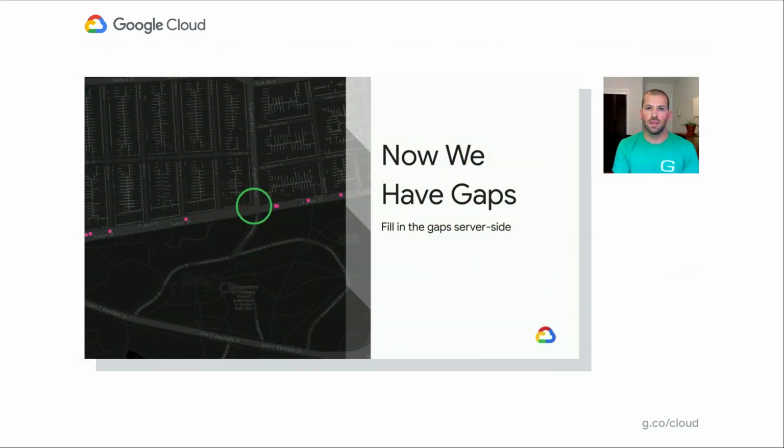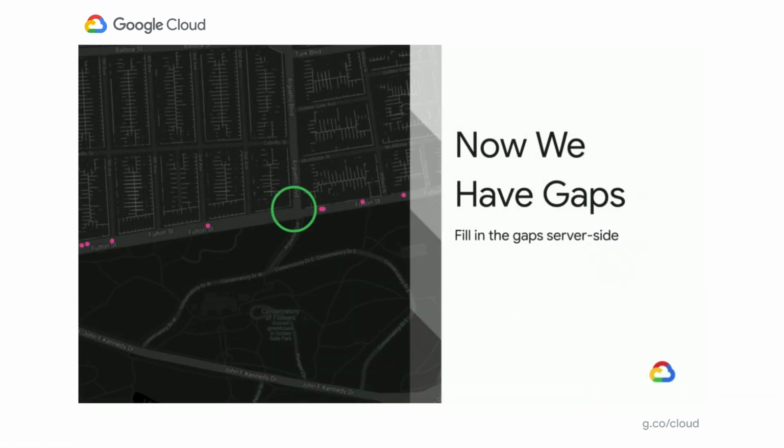Now, when we do this, we come back and start looking at the data in BigQuery and on our visualizer tools. The first obvious thing that's going to happen is now we've got gaps. So on the server side, we have all these gaps. We know in reality, you would have had to have driven through that little green circle, that intersection there, in order to get from one side of Fulton Street to the other side of Fulton Street. So how are we going to fill in all of these gaps server side?